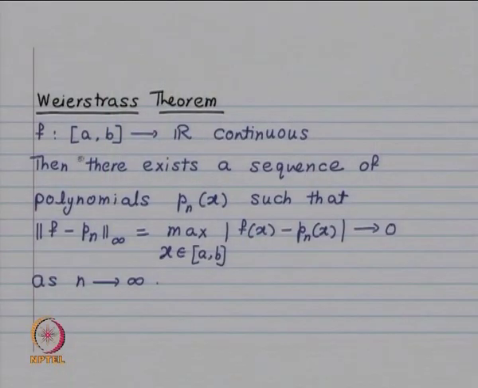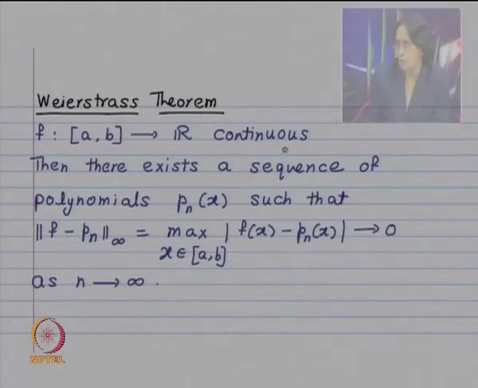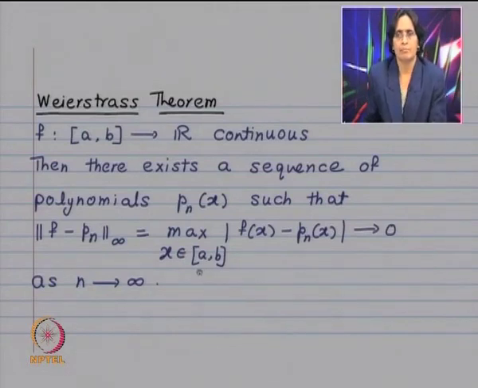So, here is the Weierstrass theorem. If f is a real valued function which is continuous, then there exists a sequence of polynomials p_n(x) such that the infinity norm of f minus p_n tends to 0 as n tends to infinity. So, in contrast to Taylor's theorem, where we had approximation in the neighborhood of c, here you have approximation over the whole of interval [a, b].